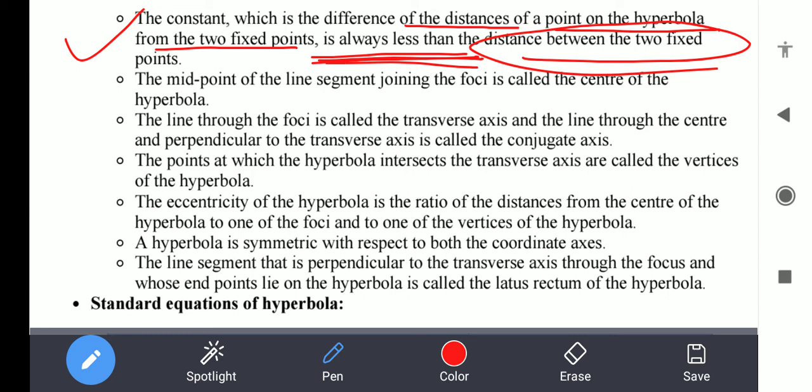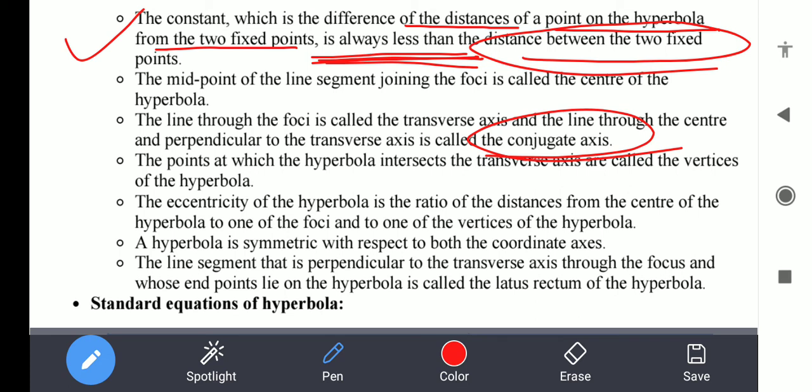The midpoint of the line segment joining the foci is called the center of the hyperbola, same as an ellipse. The line through the foci is called the transverse axis. It is not called the major axis, it is called the transverse axis. The line perpendicular to the transverse axis is called the conjugate axis. The points at which the hyperbola intersects the transverse axis are called the vertices of the hyperbola.